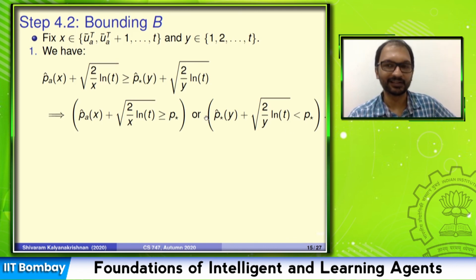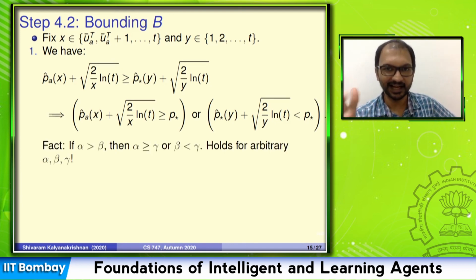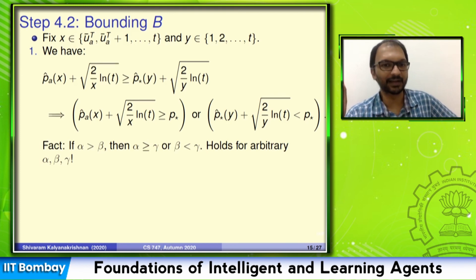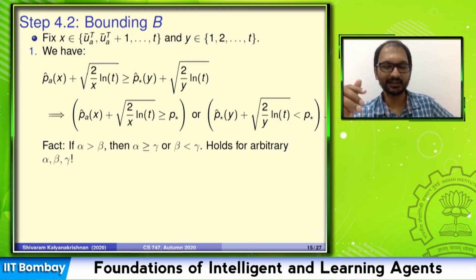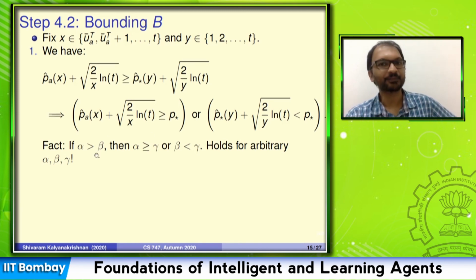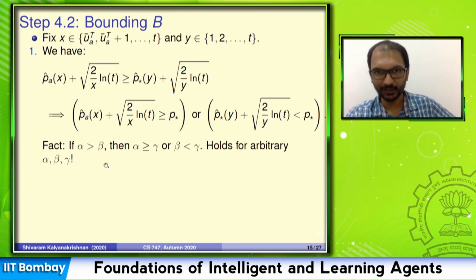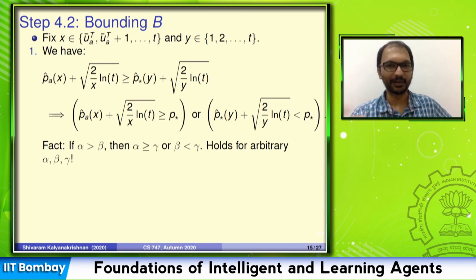This P star is clearly a rabbit I have pulled out of a hat, but this statement follows from a simple mathematical fact. You take any alpha, beta, gamma, literally any three real numbers. Say alpha is greater than or equal to beta. There's a small typo here; this should be alpha greater than or equal to beta, consistent with what we have said. Then either alpha is greater than or equal to gamma, or beta is less than gamma. Fill this out with examples, and you'll see that this is true.